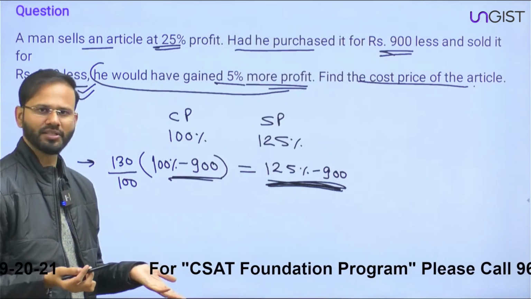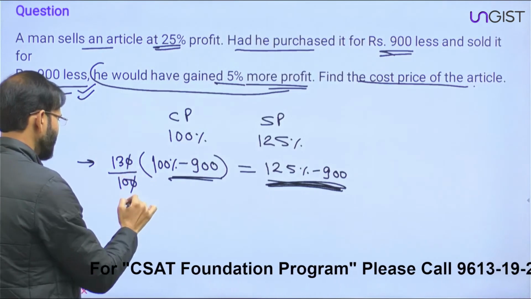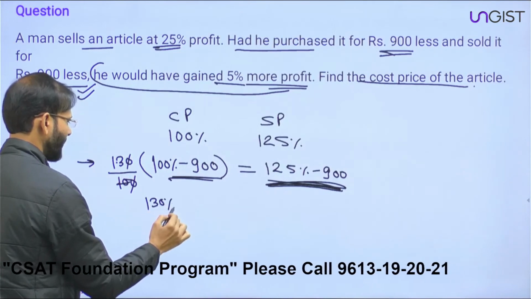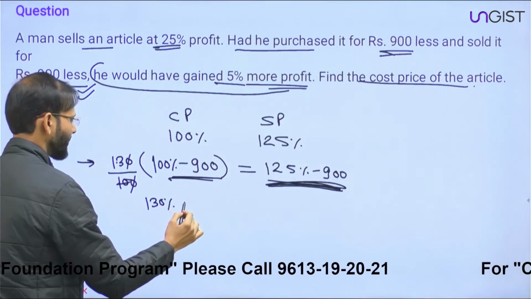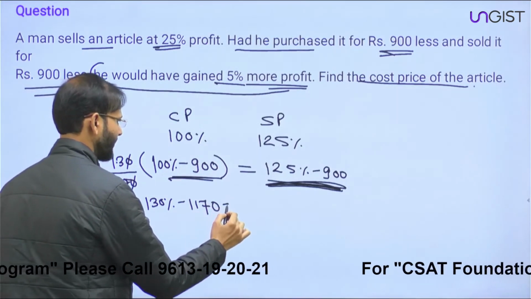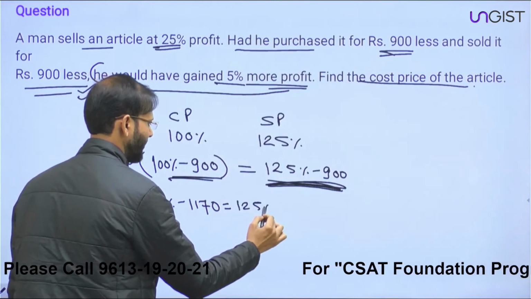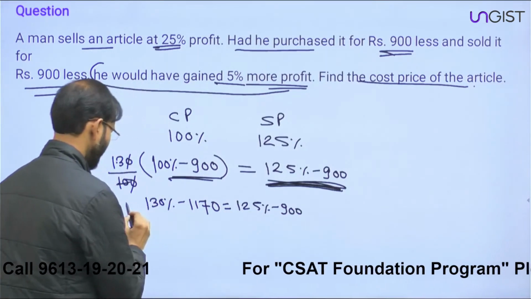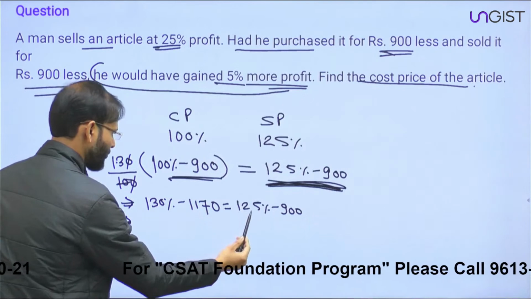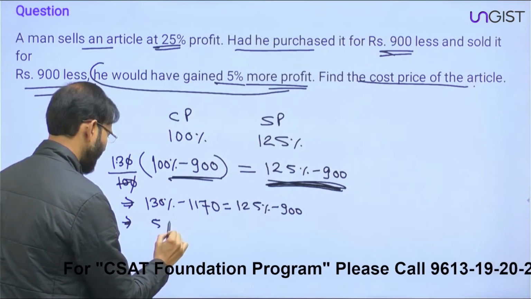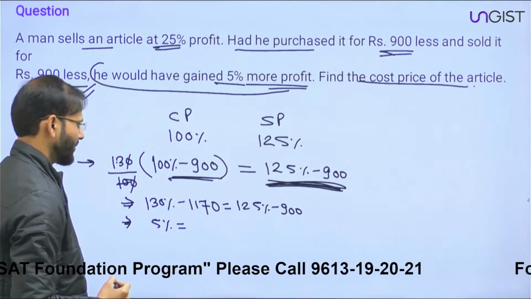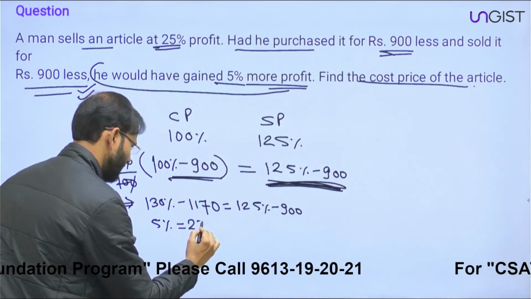Now you do the calculation. Let me do it. These zeros cancel, put 1.3 here. So 1.3 into 100% will become 130%. 1.3 into 900, so obviously it is 1170, is equal to 125% minus 900. So guys, pay attention to the calculation. I bring this here, it will become 5%, and I bring this here, so this will become 270. So 5% is equal to 270.